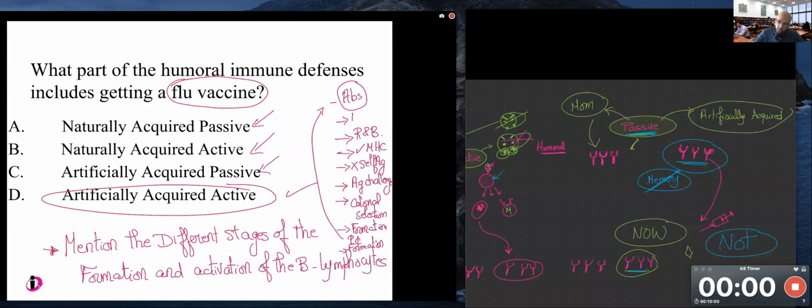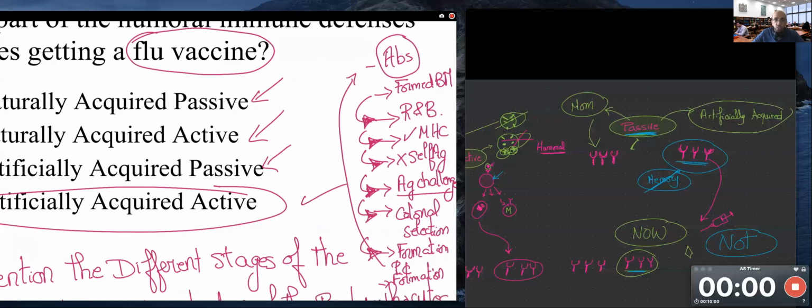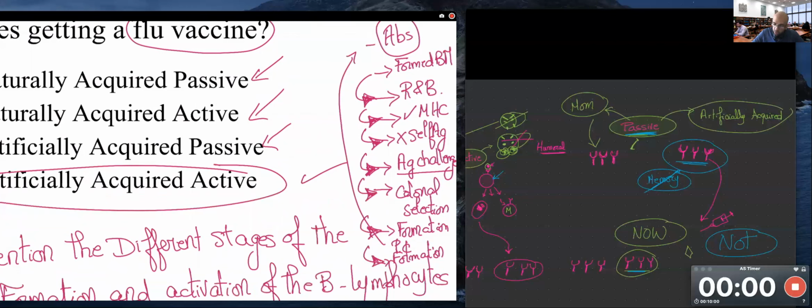Formation takes place in the bone marrow. Then you're going to pass through the education part where you're going to be able to recognize and bind the specific antigen. You recognize MHC. You fail to recognize any other self antigen, becoming a naive B lymphocyte. Once you get exposed to the antigen, you'll have antigen challenge followed by clonal selection, resulting in the formation of plasma cells and memory B lymphocytes. Plasma cells are the ones that would be producing the immunoglobulins or the antibodies.